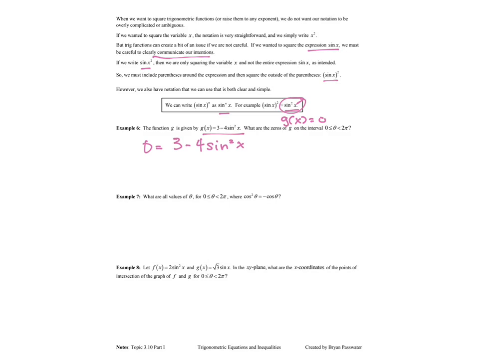0 equals 3 minus 4 sine squared x, and we're going to solve for x. So what's my first move? Move the 3. Negative 3 equals negative 4 sine squared x, and then divide by negative 4. It's killing me to have my letters on the other side, so I'm flipping right now. Sine squared x equals 3/4. Well, I don't recognize that from my unit circle.